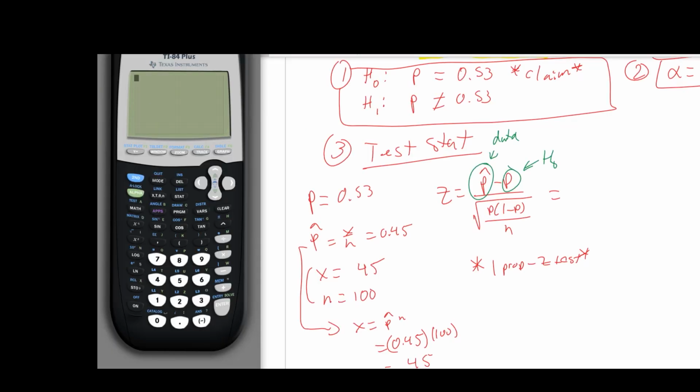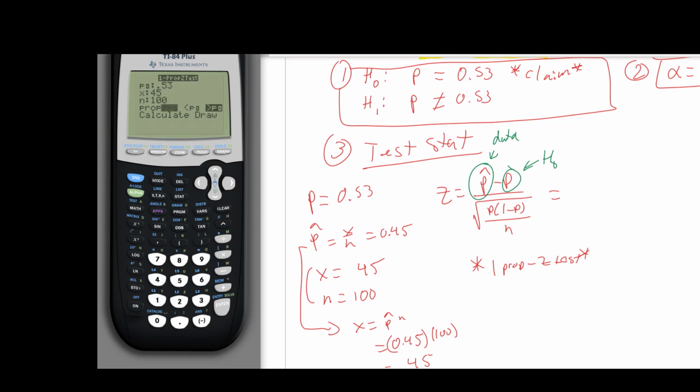Okay, we're here on the calculator. Let's go to stat. Let's go to test. We're going to go to 1-PropZTest. P with the little 0 next to it, that's just the proportion from the null hypothesis. So in our case, it's 0.53. X in our case is 45. N is 100.